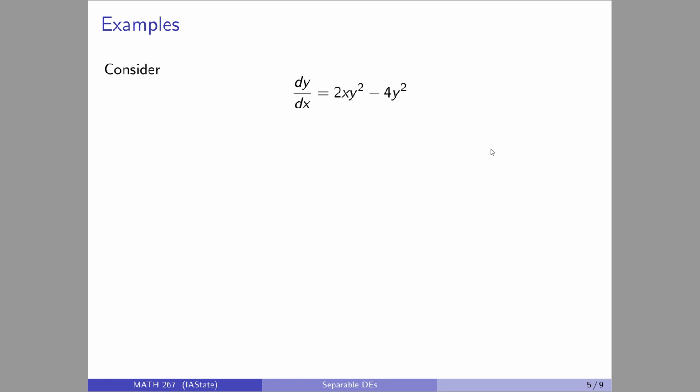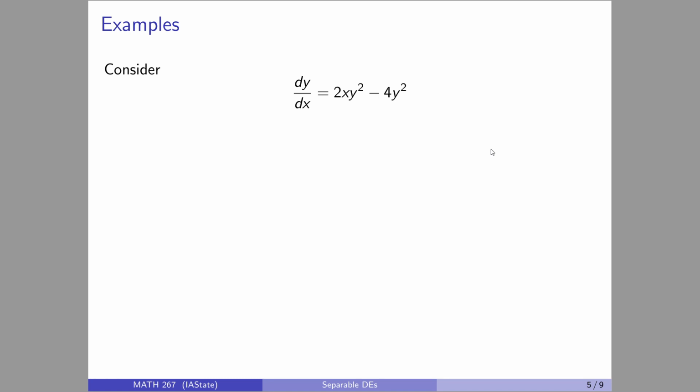Okay, so let's consider this. Now, we have got dy dx is equal to 2xy squared minus 4y squared, so if I'm going to read this equation, I want to find the function y whose derivative is equal to itself squared times 2x minus itself squared times 4. All right, so what function has this property, that its derivative satisfies that equation? That's what we're trying to solve.